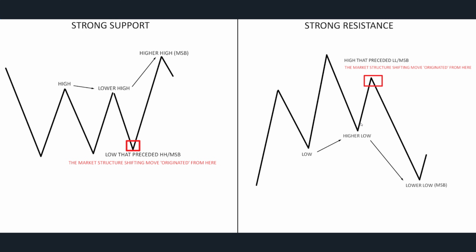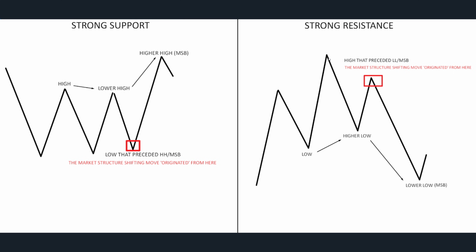I think the same logic can be applied to resistance, of course, whereby we were working backwards, we see this shift in market structure, low, higher low, lower low. Okay, something clearly happened here. This is significant, the shift in behavior, and let's work backwards. Where did this lower low and market structure shift come from? And this is the high that preceded the market structure break, or again, to use that type of language, the market structure shifting move originated from here.